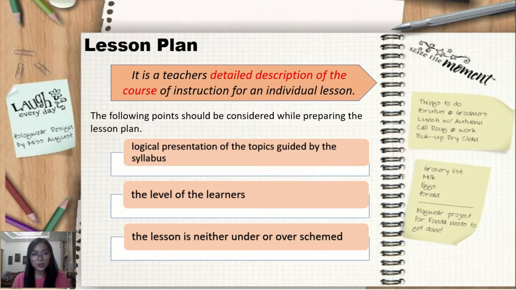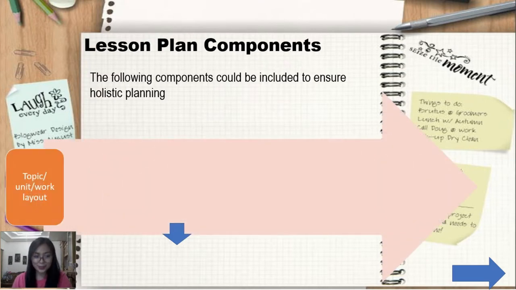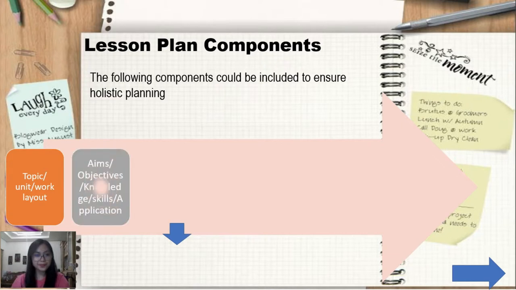that we tend to forget that those activities are no longer aligned to the lesson objectives. So these are the different lesson plan components. First is the topic or the unit or work layout. So where do we select the topic? Again, we select the topic from the curriculum guide. And then after selecting the topic, we formulate aims, objectives, knowledge, skills, or application.